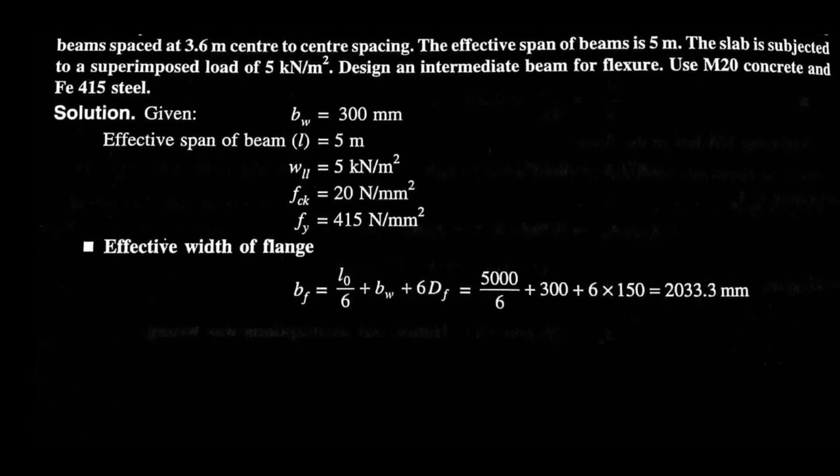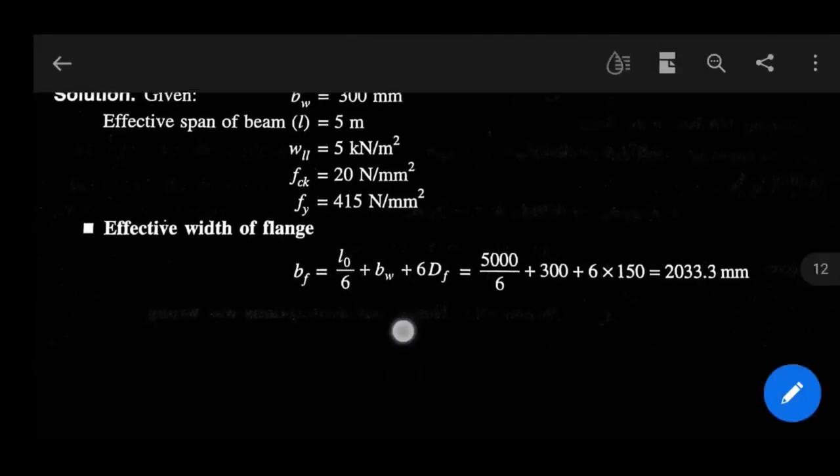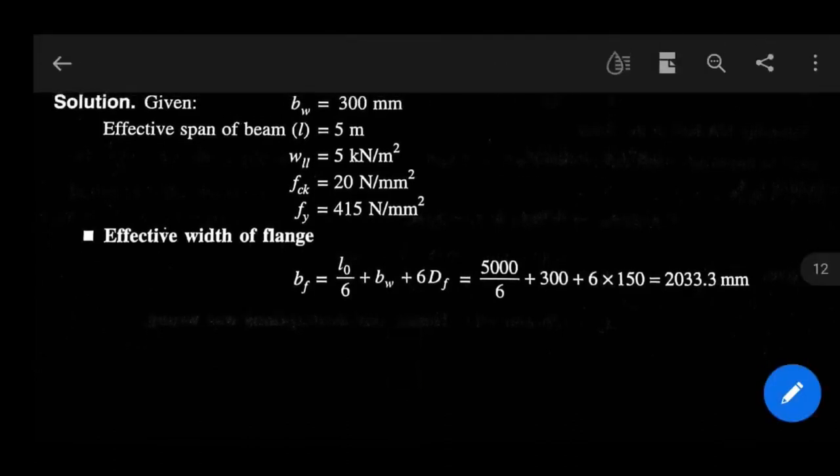Now we have to find out the effective width of the flange first. For effective width of flange as per IS 456-2000, we have to use this formula. BF is equal to L0 by 6 plus BW plus 6DF, which is equal to 5000 by 6 plus 300 plus 6 into 150, that is equal to 2033.3 mm.